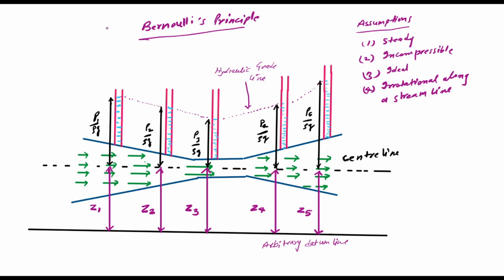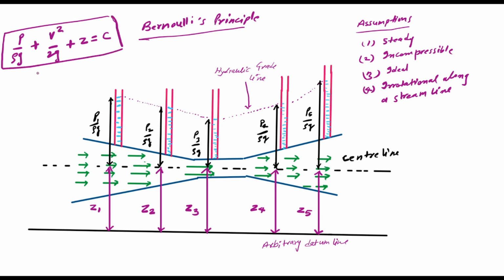Today's topic is Bernoulli's principle. Bernoulli's principle says that in a fluid flow, the net mechanical energy remains constant. The net mechanical energy here is P upon rho g plus V square upon 2g plus z equals constant, right? So this is the mechanical energy.